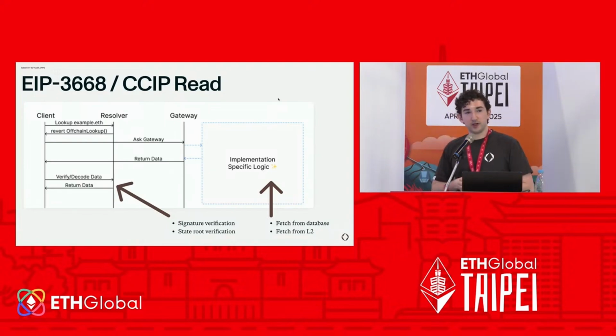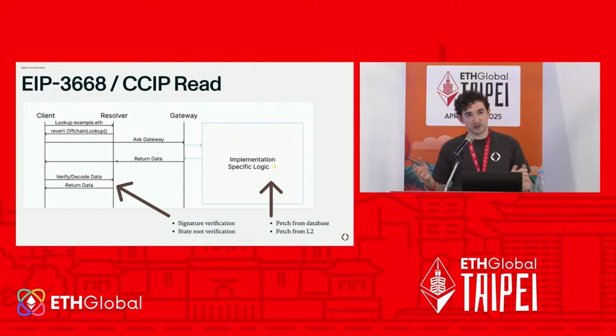Once you hit the gateway, you can do anything you want. So you can fetch data from a layer 2, you can fetch data from an off-chain database, and this is what makes off-chain ENS subnames possible. It makes it possible to have names that are completely free, but still work the same way on-chain .eth names work. It's a very flexible system that's quite cool.